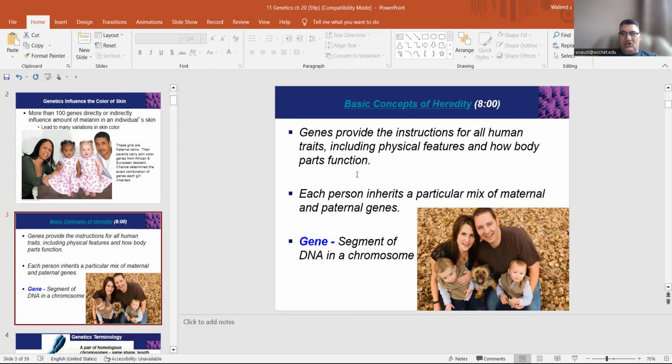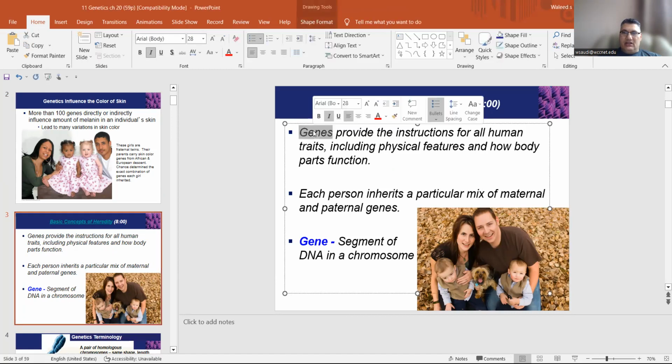So this is just a revision of what we talked about before, which is what is the gene? The gene is what provides instructions for human traits. Traits means something like the skin color, the hair color, the height and everything. All of these are called traits, like characteristics, physical features, and also functions.